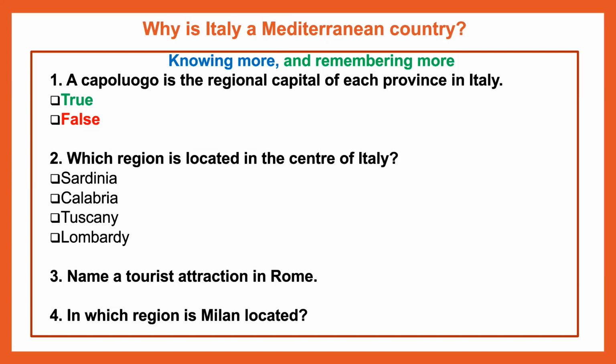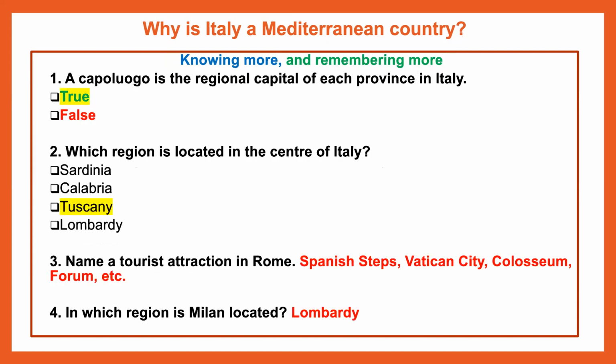Question number 1, a capoluogo is the regional capital of each province in Italy. That is true. Question number 2, which region is located in the centre of Italy? That is Tuscany. Question number 3, name a tourist attraction in Rome. You could have had the Spanish Steps, the Vatican City, the Colosseum, Forum, etc. So anything else that was found in Rome. Question number 4, in which region is Milan located? Milan is located in Lombardy.